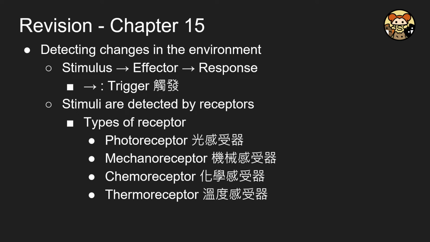So we're going to talk about chapter 15 about detection. For detection, we have three different components: stimulus, effector, and also response. The stimulus will trigger the effector, and the effector will trigger the response. So the first question is, how can we pick up the stimulus?